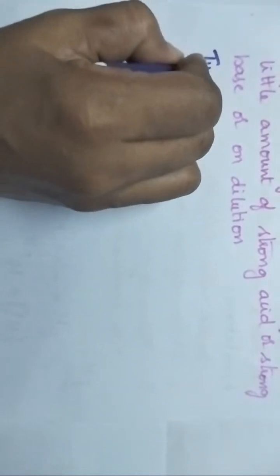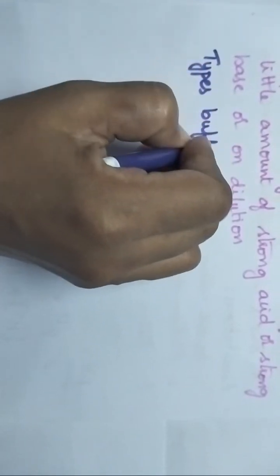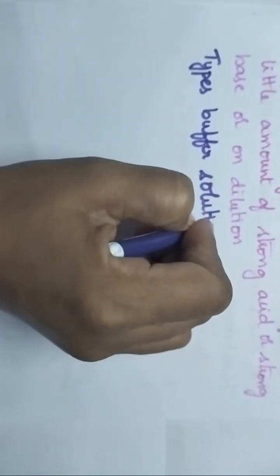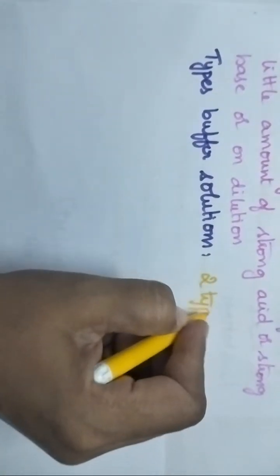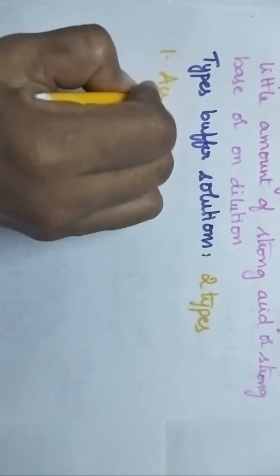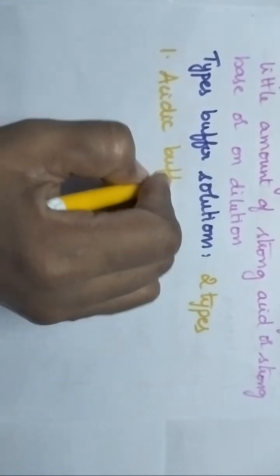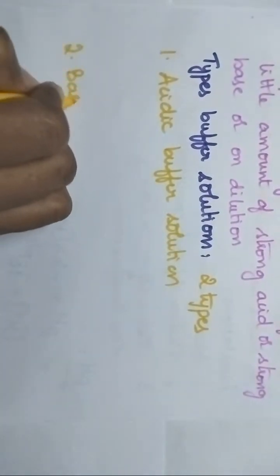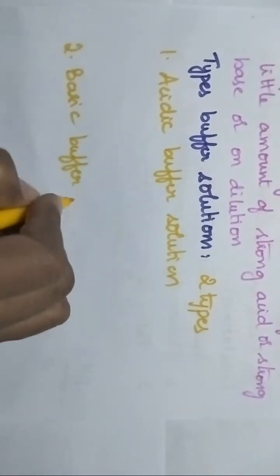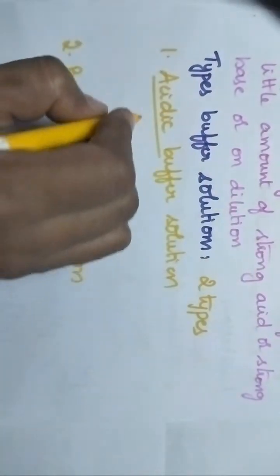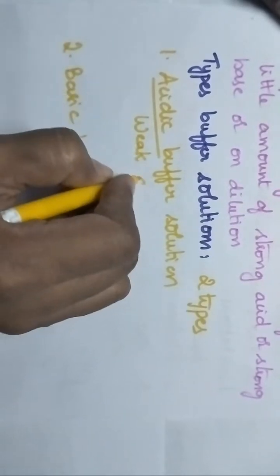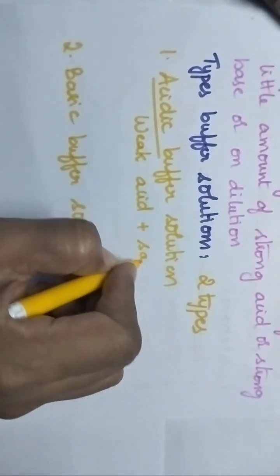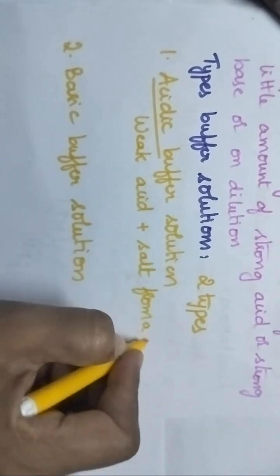So buffer solutions can be classified into two types. One being acidic buffer solution and the second one is basic buffer solution. So how can an acidic buffer solution be obtained? Always acidic buffer solution can be obtained by using weak acid and its salt prepared from a strong base.